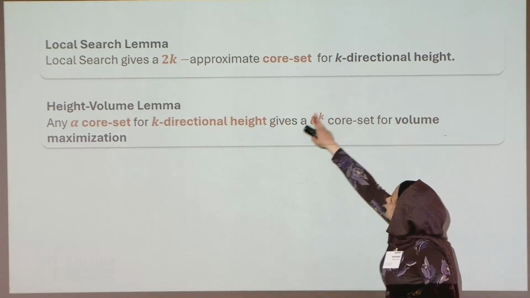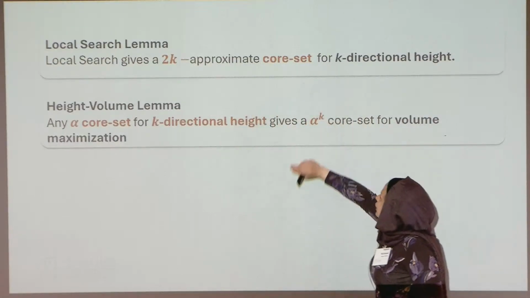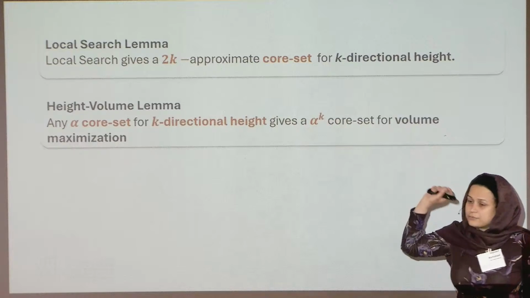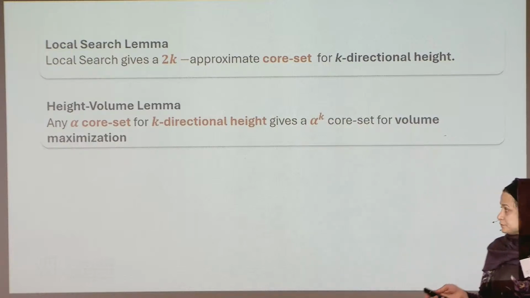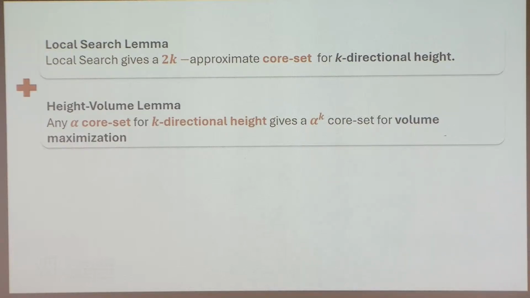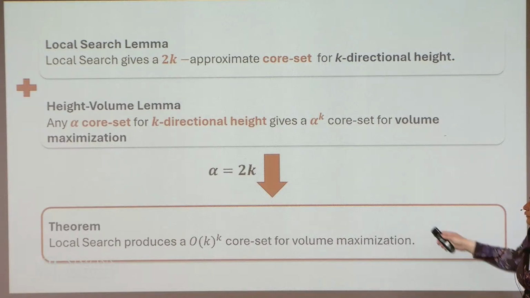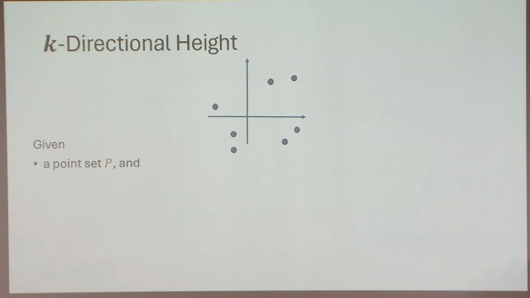So if we have an alpha coreset for k directional height, we will get an alpha to the k coreset for volume maximization. And these two basically would give us our result. Okay, so let's look at this k directional height problem.